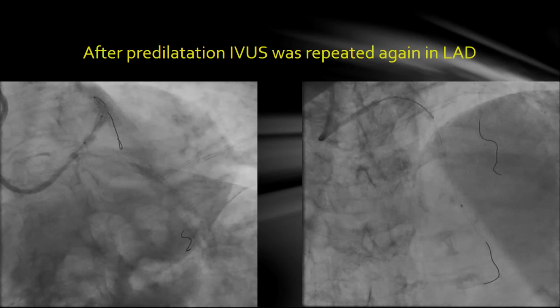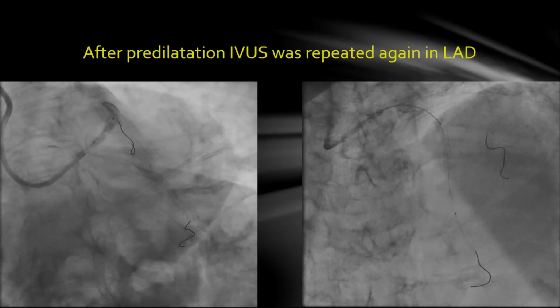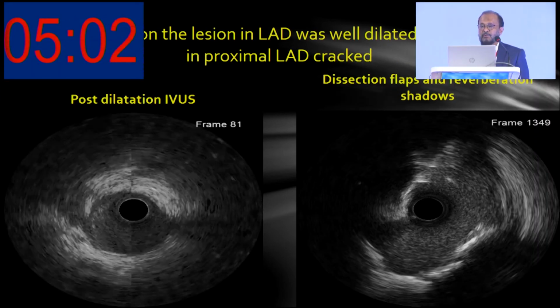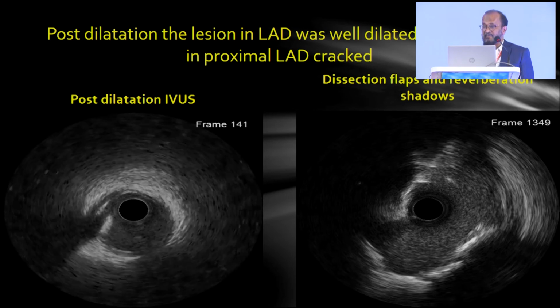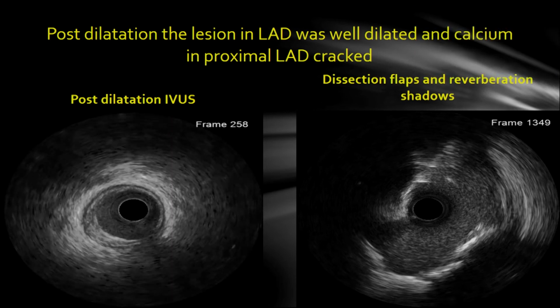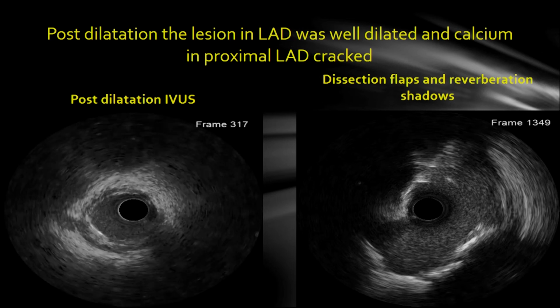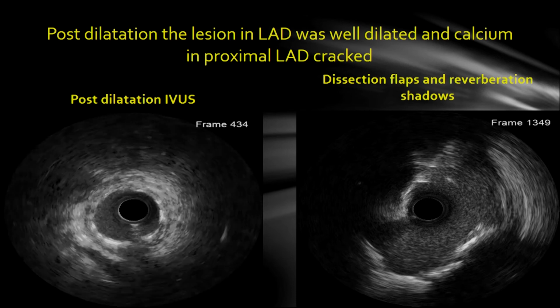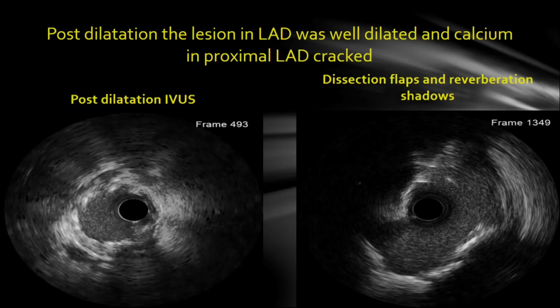After predilation, IVUS was repeated in the LAD to see whether the calcium was cracked or not. So you can see dissection flaps and reverberation shadow. When the calcium is cracked, you can see the reverberation beside the calcium. Before the calcium is well cracked, you can't see beyond the calcium. It is always hollow, black.